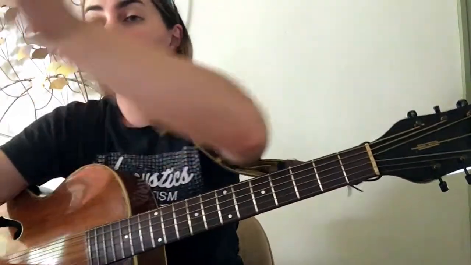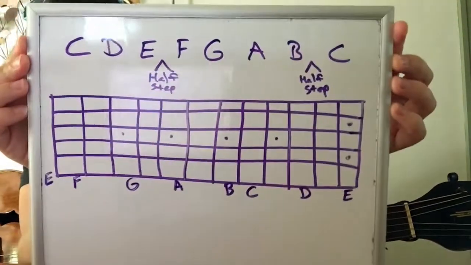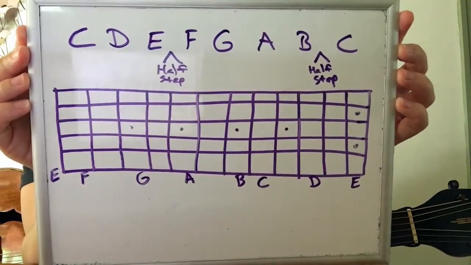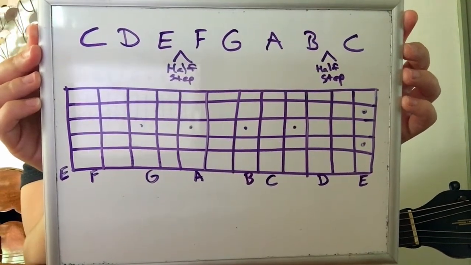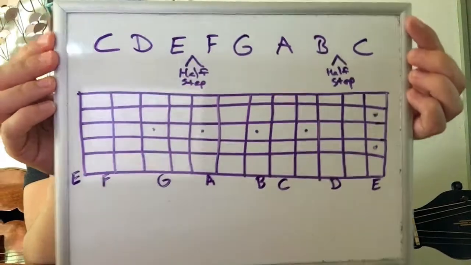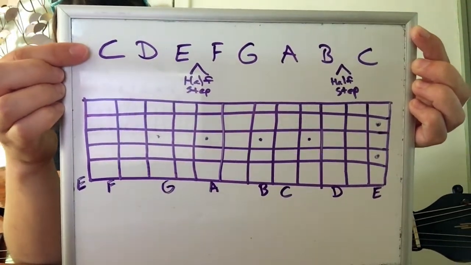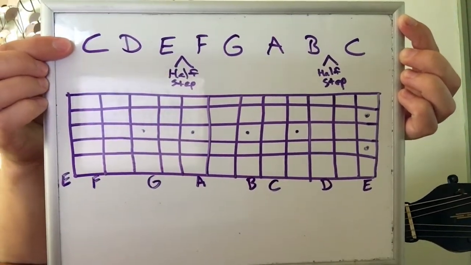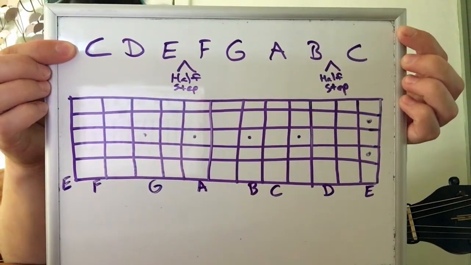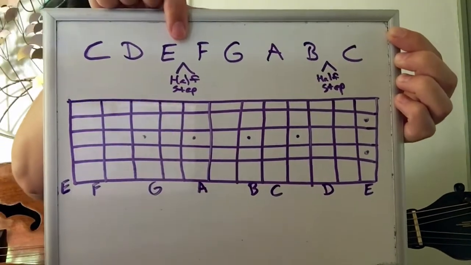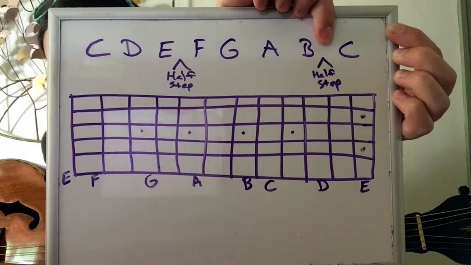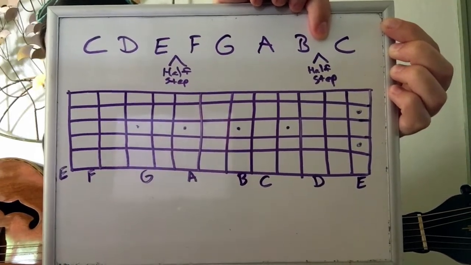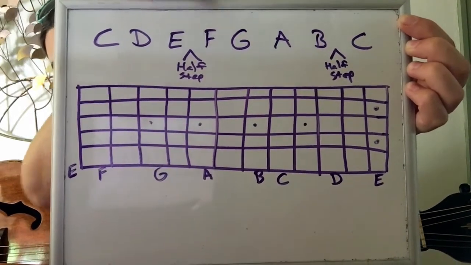One of which is how our C major scale works. C major has all natural notes, meaning there are no sharps or flats in the scale. And this is a C major scale right up here. Now, there are whole steps between each note except for two notes. There's a half step between E and F and a half step between B and C. The rest of the notes have whole steps between them, okay?